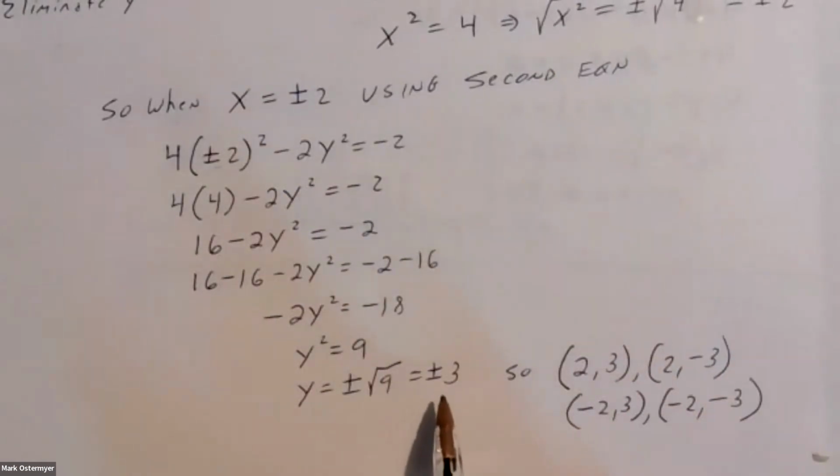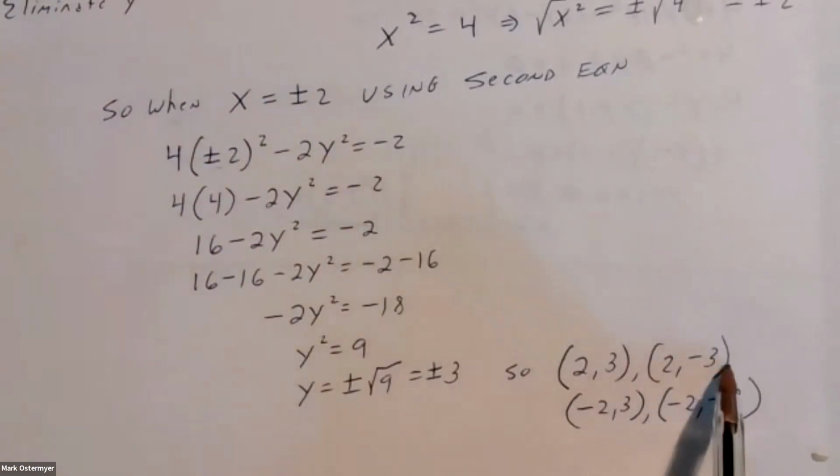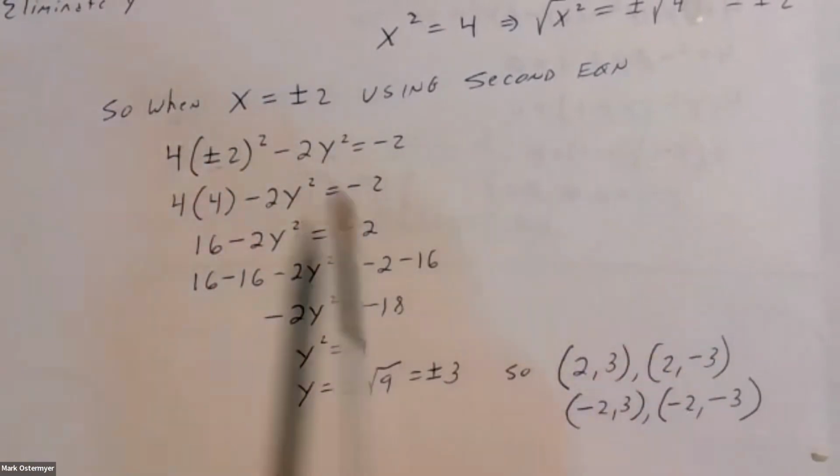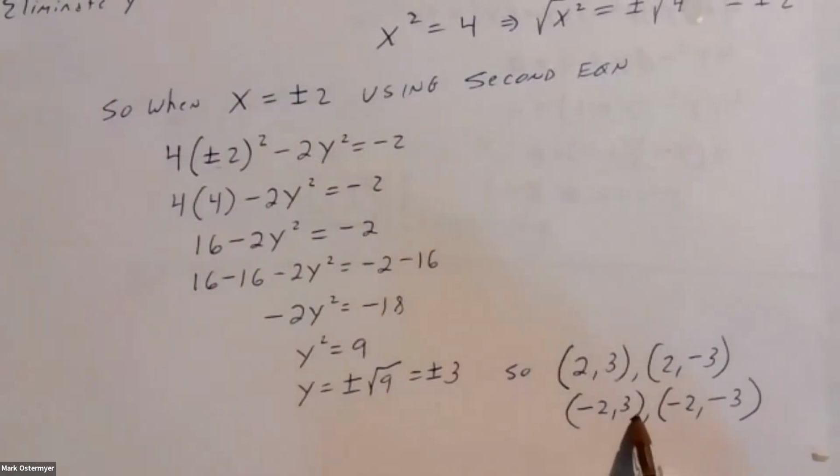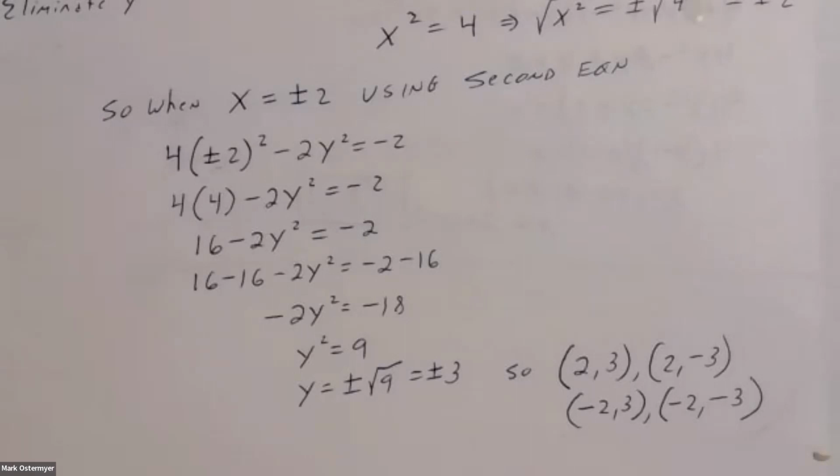So here are our 4 solutions. x could be positive 2, y could be positive 3 or negative 3, or x could be negative 2, in which case y could be positive 3 or negative 3. There are your 4 solutions. Did anybody generate those? Yes. Okay. And those would be your 4 ordered pair solutions to that system.